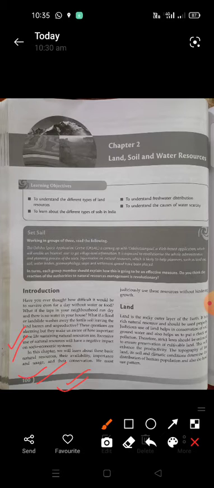So here the first important thing is land. Land is the rocky outer layer of the earth, and land is very important. Important properties: for resources, land is a very important resource.